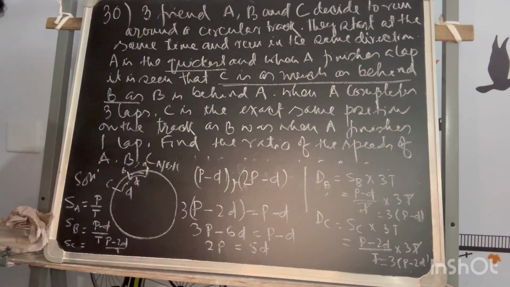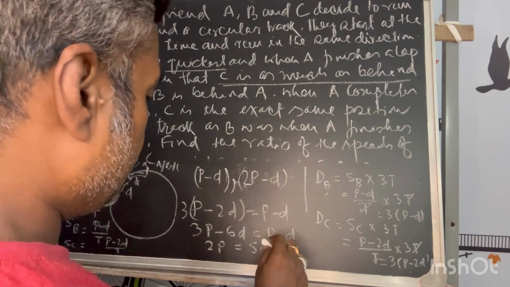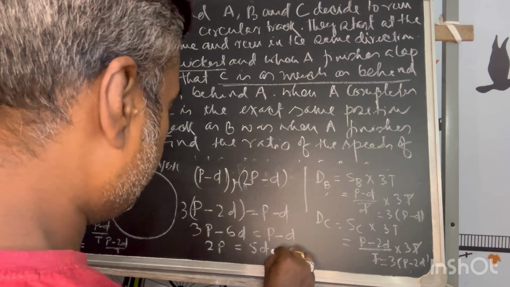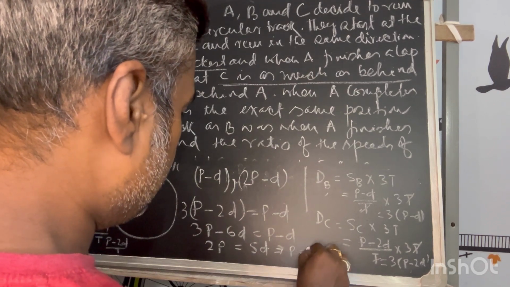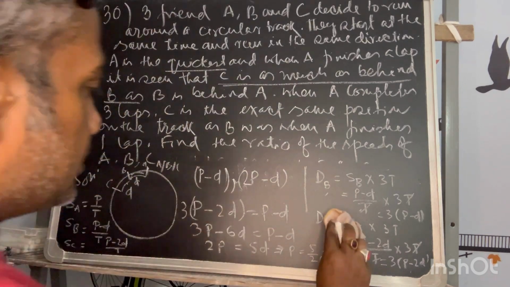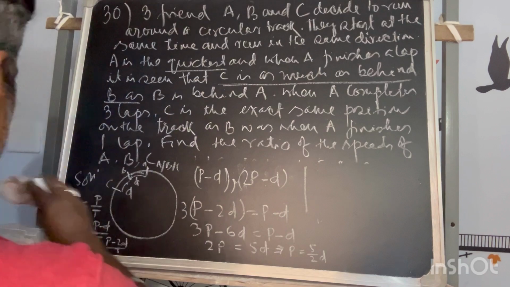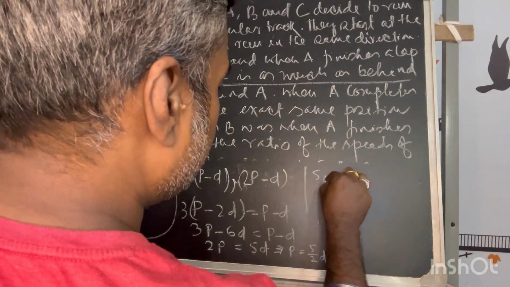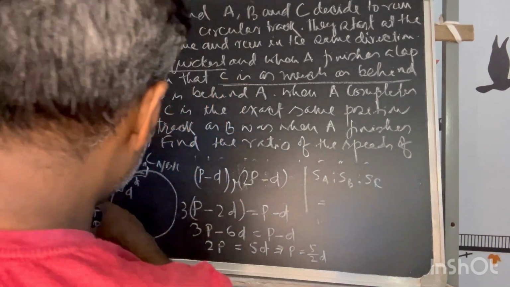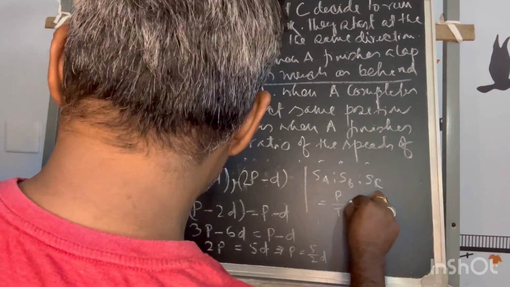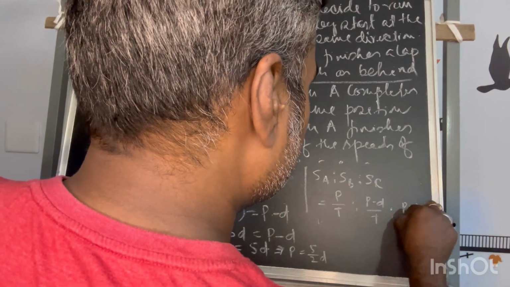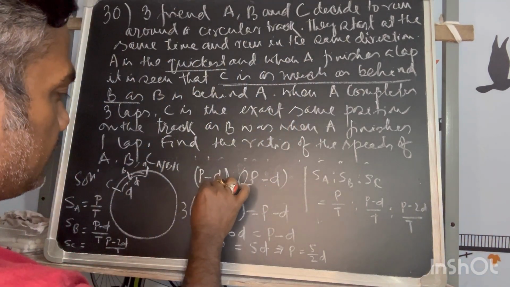Okay, fine. So P is equal to 5 by 2 D. Now this is the one relation that will be useful to get the ratio of the three. So SA is to SB is to SC, that ratio I have to find. So this is P by T is to P minus D by T is to P minus 2D by T, for the first case, when I am equalizing with this.